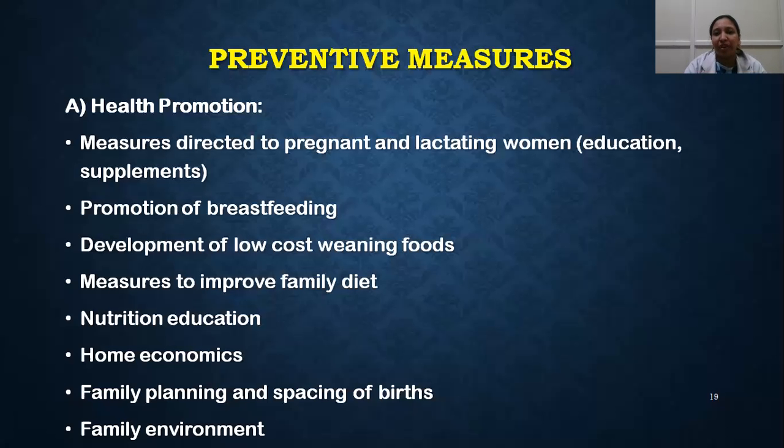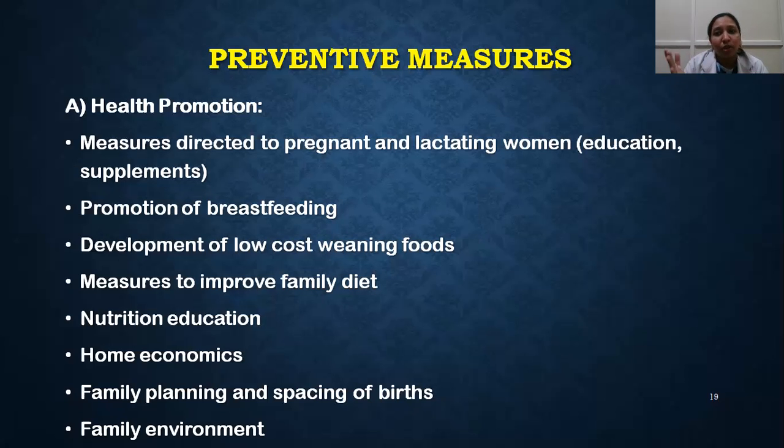So how do you prevent this malnutrition? You have seen the different causes and different varieties of malnutrition, so how can you prevent it? We also follow primary prevention, secondary prevention, and tertiary prevention for malnutrition. In the primary prevention, before the malnutrition sets in, you have to do health promotion.